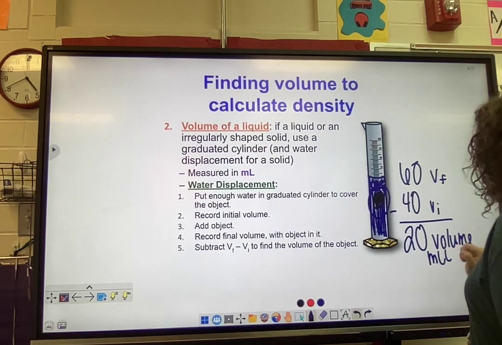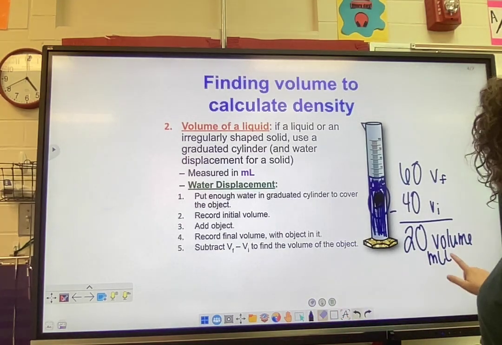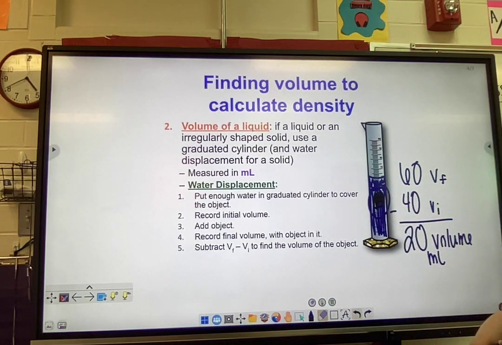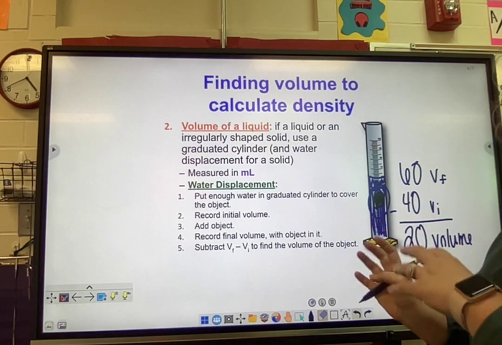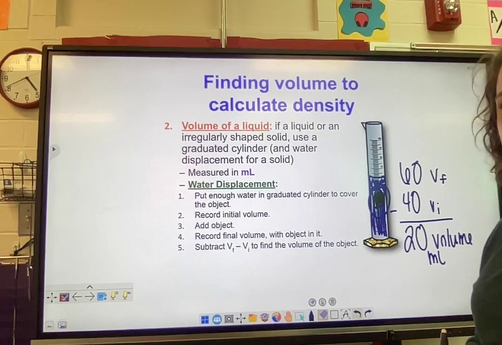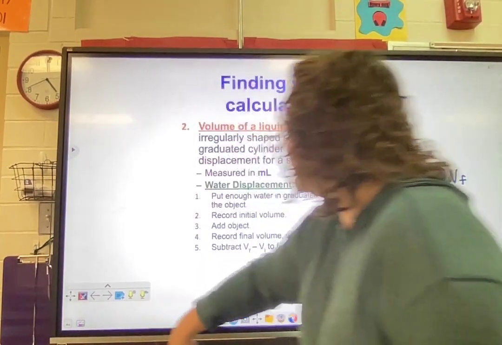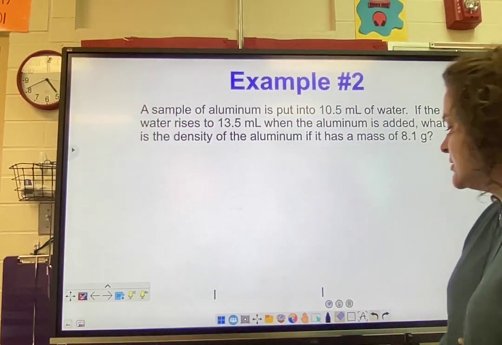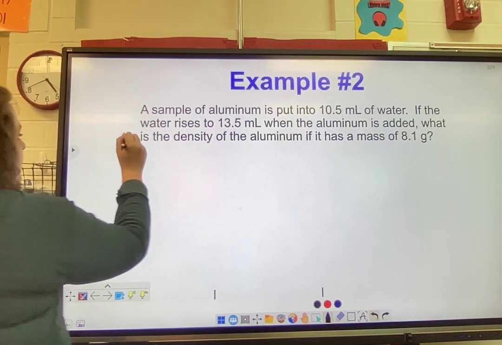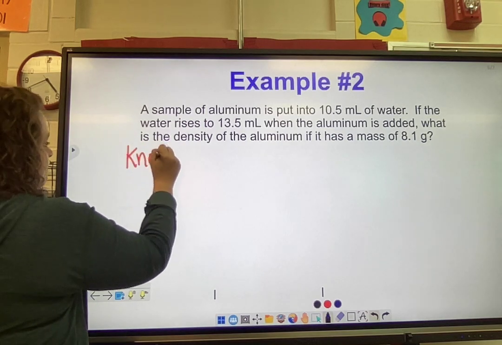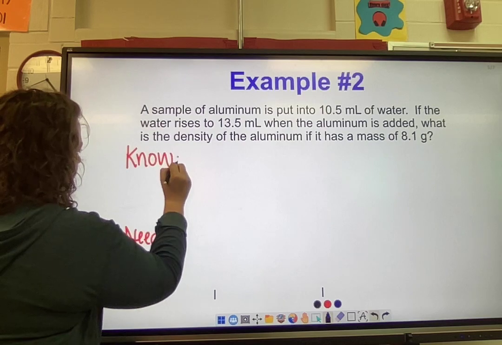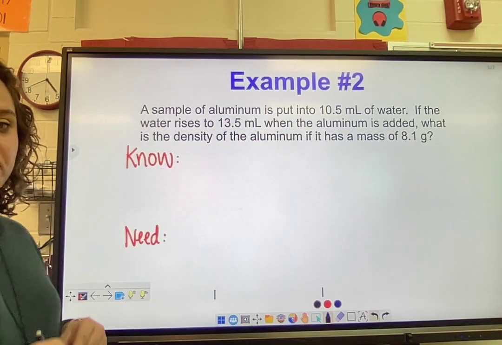So we can find the volume of an irregular shaped solid using water displacement. So we can take that volume and we can put it towards finding the density of an object. So here's our example of doing this. So we're going to start out by doing the exact same thing that we did before. We're going to write our know, and we're going to write need. And then we're going to read our problem.